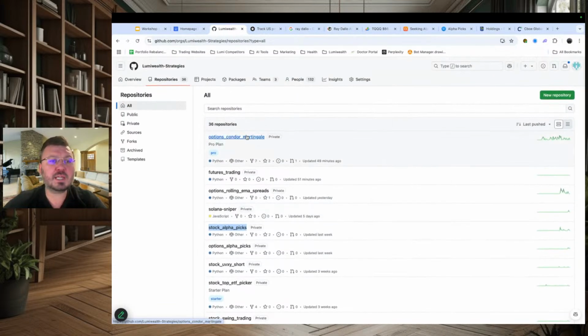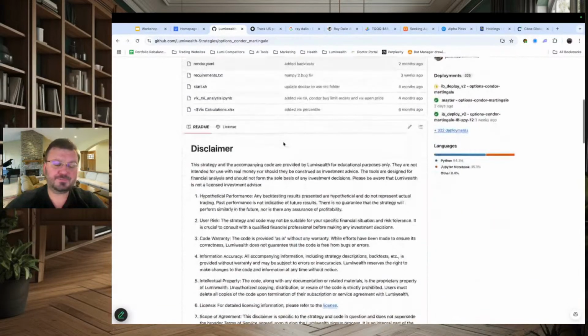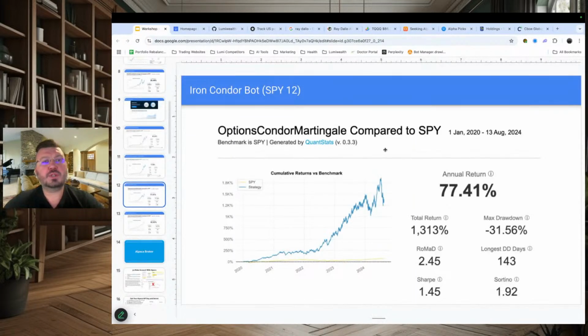And then I'm going to talk about this last one here, our options Condor Martingale bot. This is one of my favorites, actually. Let me tell you about this bot. This is our options Condor Martingale trading bot. This is actually one of my favorites. And I'll tell you why.